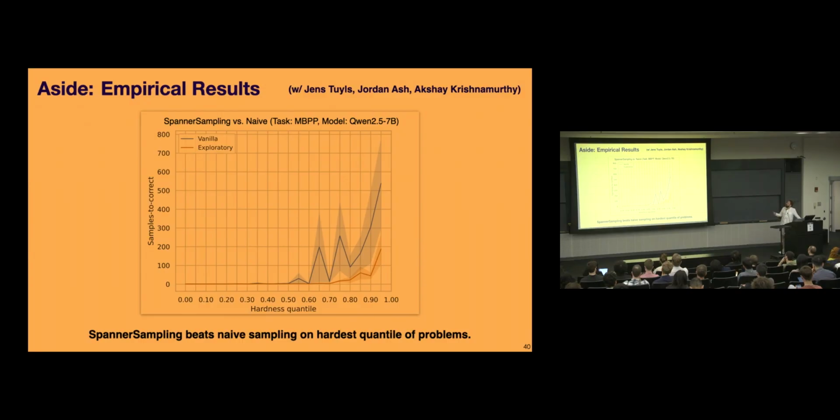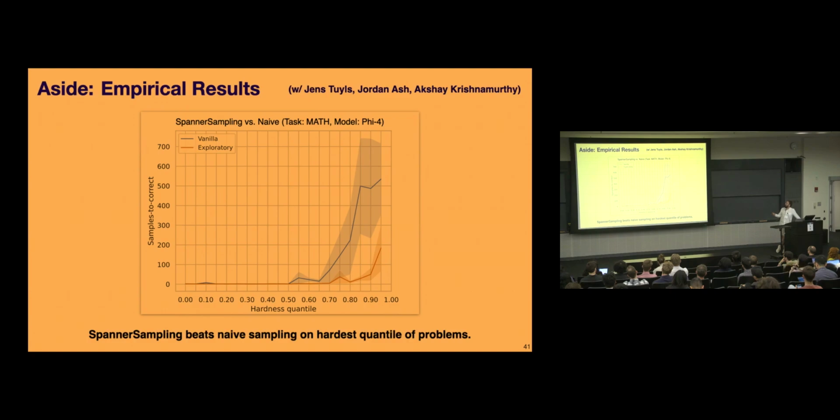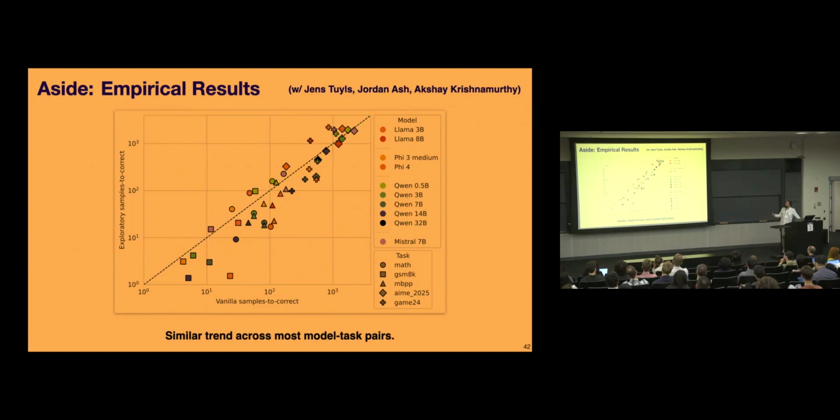But what we see here is, for this coding task MBPP with this Qwen base model, we do get a pretty substantial improvement in the amount of data you need for the hardest quantile of problems. In some cases, it can be up to 10 times smaller. Here's another similar plot for math rather than coding, where we see a similar benefit. It seems like this persists across a bunch of different choices of base model and reasoning tasks, like math, GSM8K, MBPP, AIME, with the caveat that for very weak models like this 0.5B Qwen model, you don't see a whole lot of lift.